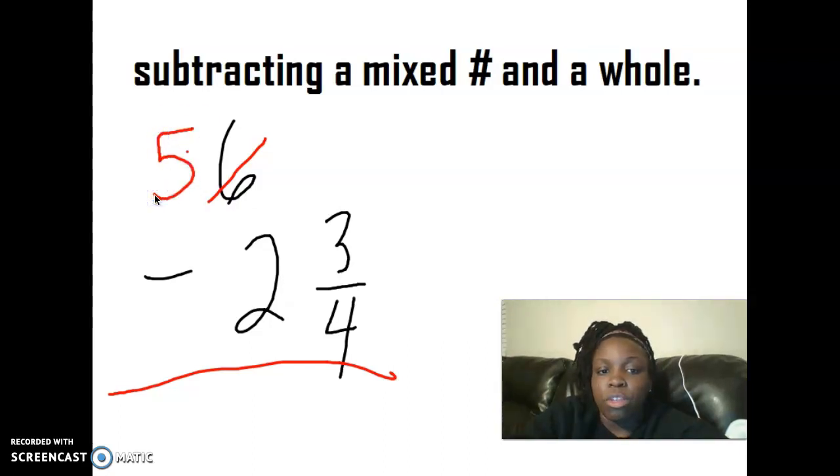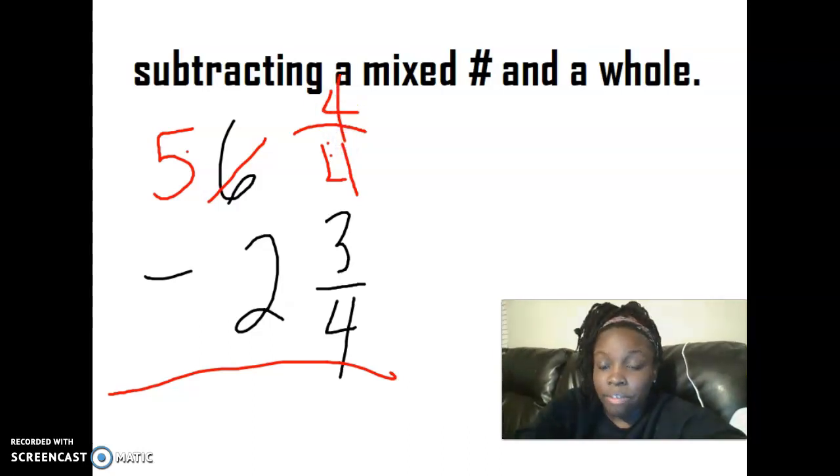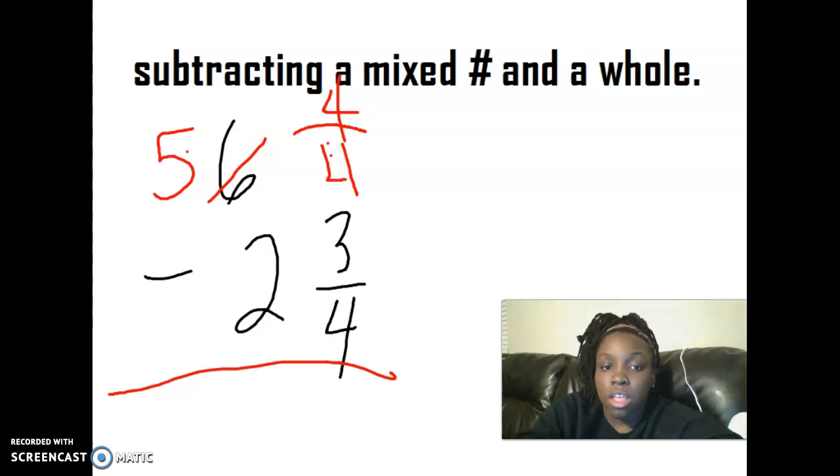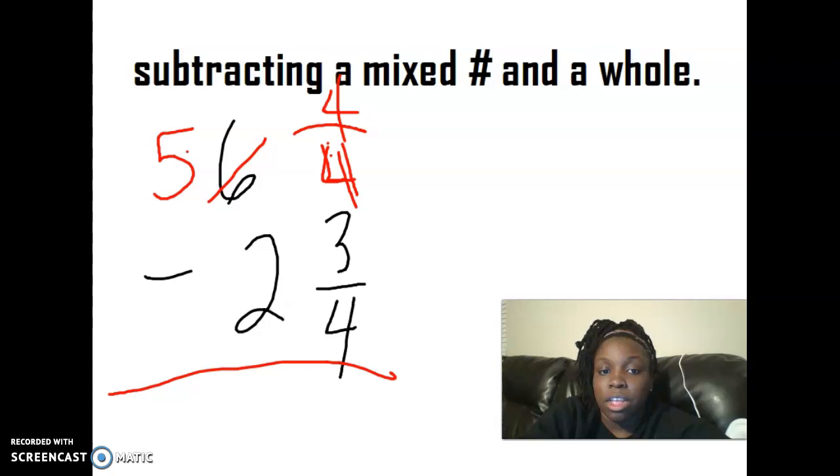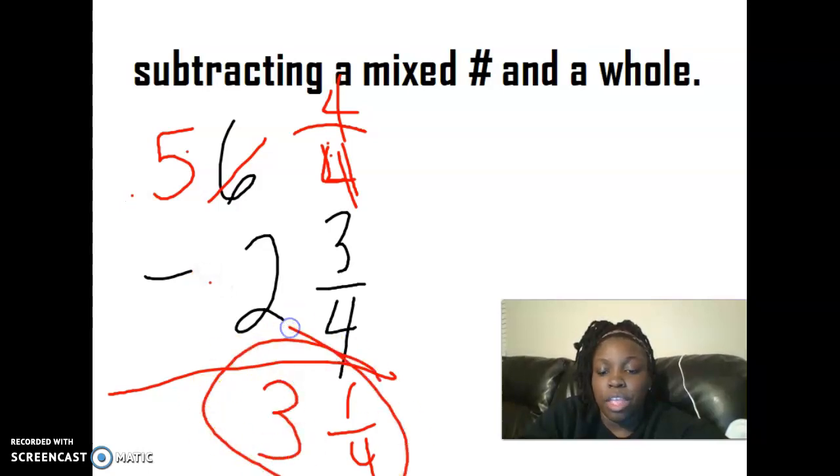And we transfer a whole here, but we got to think about what is a fraction that represents a whole. The denominator is the same. 4 has to be the same denominator. So what will my numerator be that makes a whole? 4. Remember, 4/4 is a whole. 5/5 is a whole. 6/6 is a whole. So we're going to put 4/4 here. And now we can subtract because there's something there. So 4/4 minus 3/4 is 1/4. And then 5 minus 2 is 3. So my answer will be 3 and 1/4.